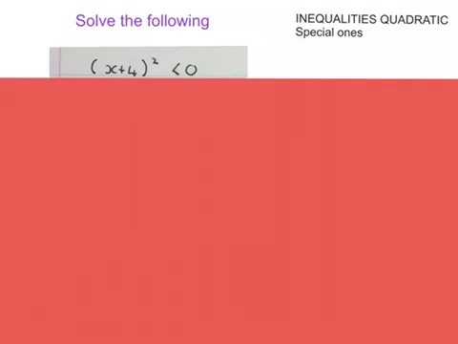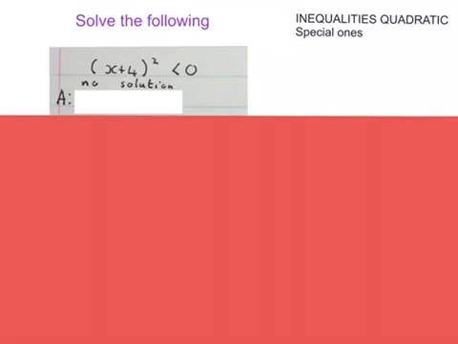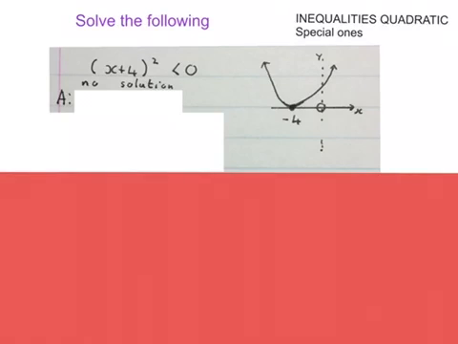This question is asking where is (x + 4)² smaller than 0. The answer to this question is there is no solution, but let's see why. If you understood how to draw a parabola in grade 10, you can look at the video grade 10 drawing parabolas, you would remember that if there's a plus in front here, we'll have a happy parabola.